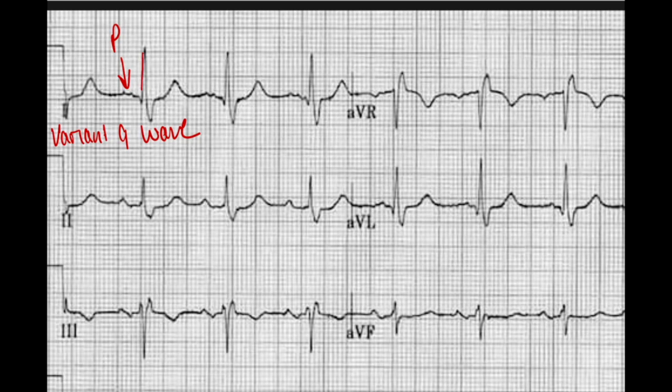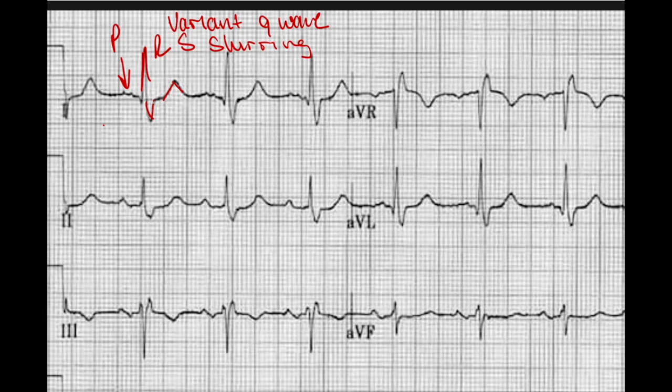We have an R wave. We have this S wave, and we have a variant Q wave, and we have S slurring. So that S wave kind of slurs as it moves up. But other than that, we're pretty good. We have no elevation, no depression at the J point, our T wave is positive. So in lead 1, we just have a normal variant Q wave and some S wave slurring.